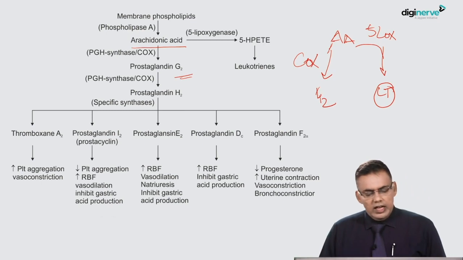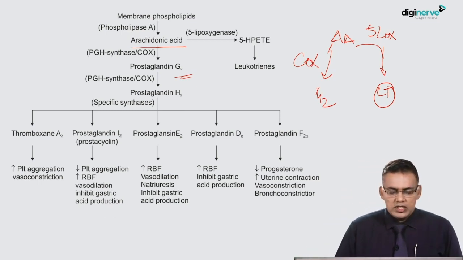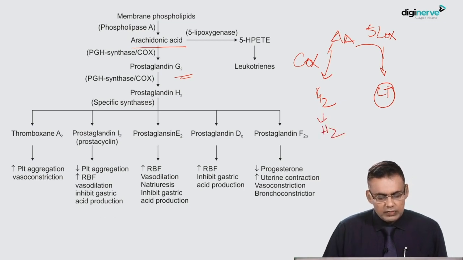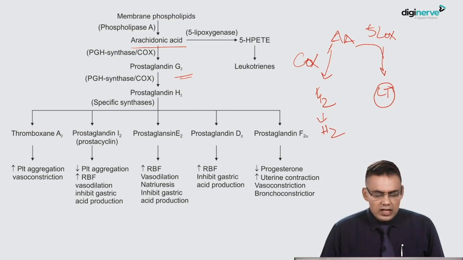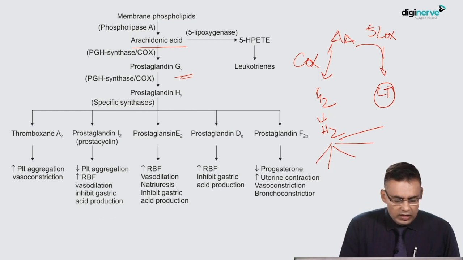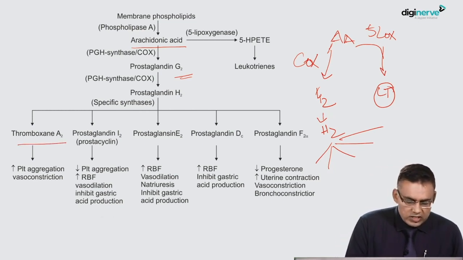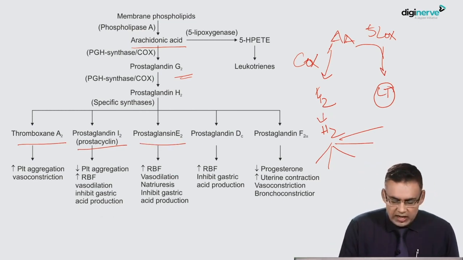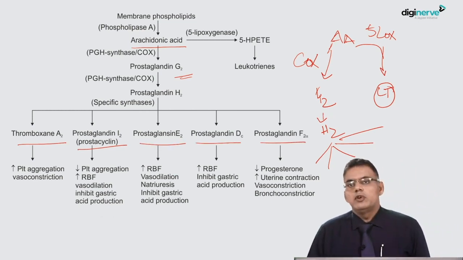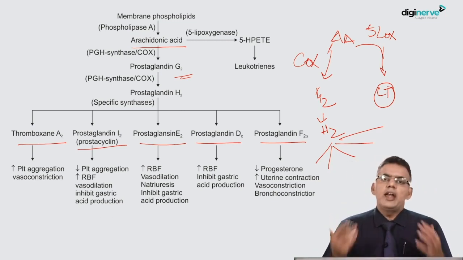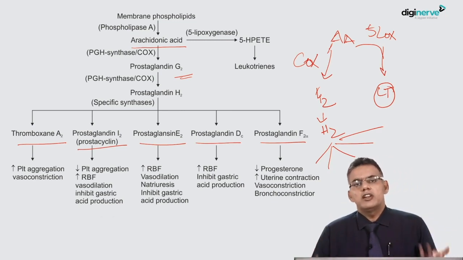which is then further acted upon by prostaglandin H synthase, which converts it into prostaglandin H2. And then there are specific synthases which produce a wide variety of these chemicals like thromboxane A2, prostacyclin or prostaglandin I2, prostaglandin E2, prostaglandin D2, and prostaglandin F2 alpha. Now, why is it important to know that there are so many different types of prostaglandins? Because depending upon the type of prostaglandin, we get different responses.